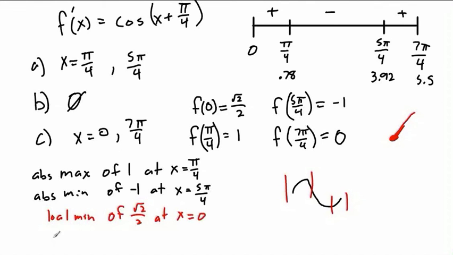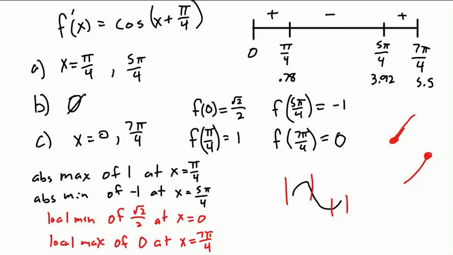And then I'm going to have a local max because here on the end it's going to be this way, and then the endpoint's going to be on the right-hand side, which means now it's going to be a max. A local max of 0 at x equals 7 pi fourths.